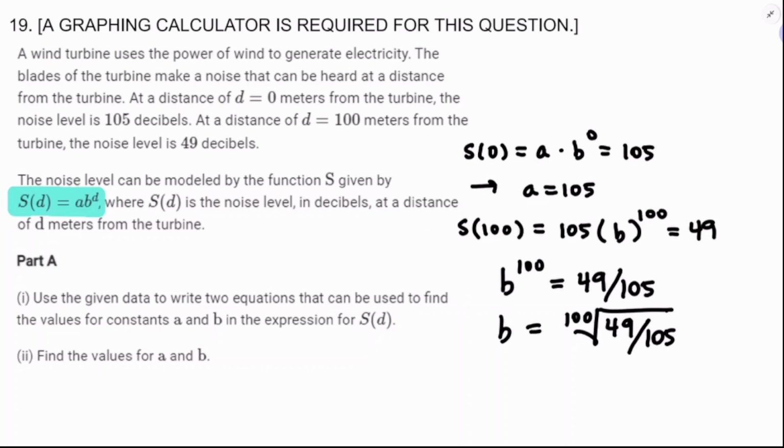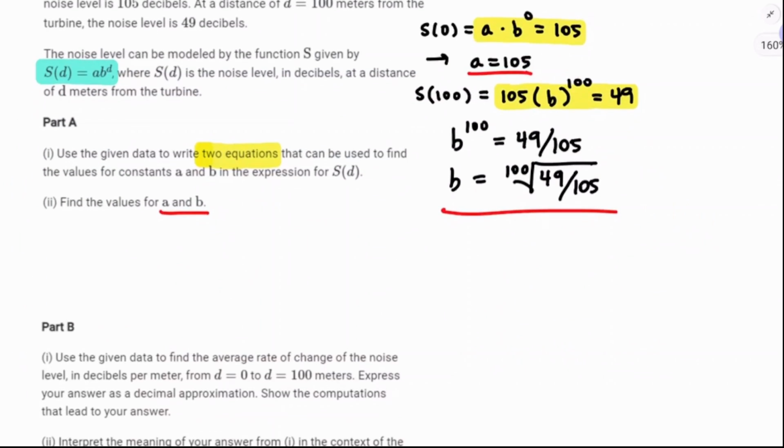Two equations that can be used to find the values. Okay, I didn't really emphasize that. When they're talking about two equations, we already did it. It's A times B to the 0 equals 105, and A times B to the 100 equals 49. Those are the two equations they're talking about. And then find the values for A and B. Okay, well, I've found those. Maybe I'll just underline in red: A is this, B is that. Okay, happy. Let's keep it moving.